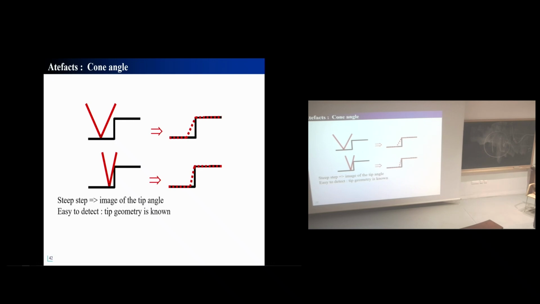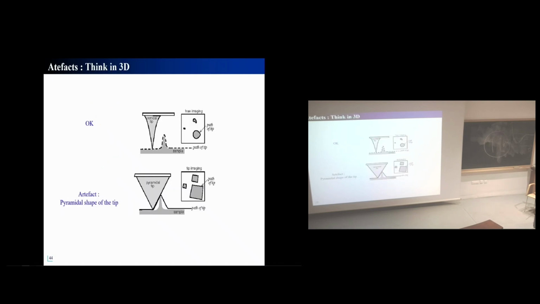Another one, very simple also: if you want to measure a step, if the step is too steep, in fact, you will measure the angle of the probe itself. But this one is very easy to detect, because the tip geometry is very well known. Of course, you have to think in this way, but in 3 dimensions. For example, you can transform this little dot into a nice little square if you are using two big pyramidal tips.